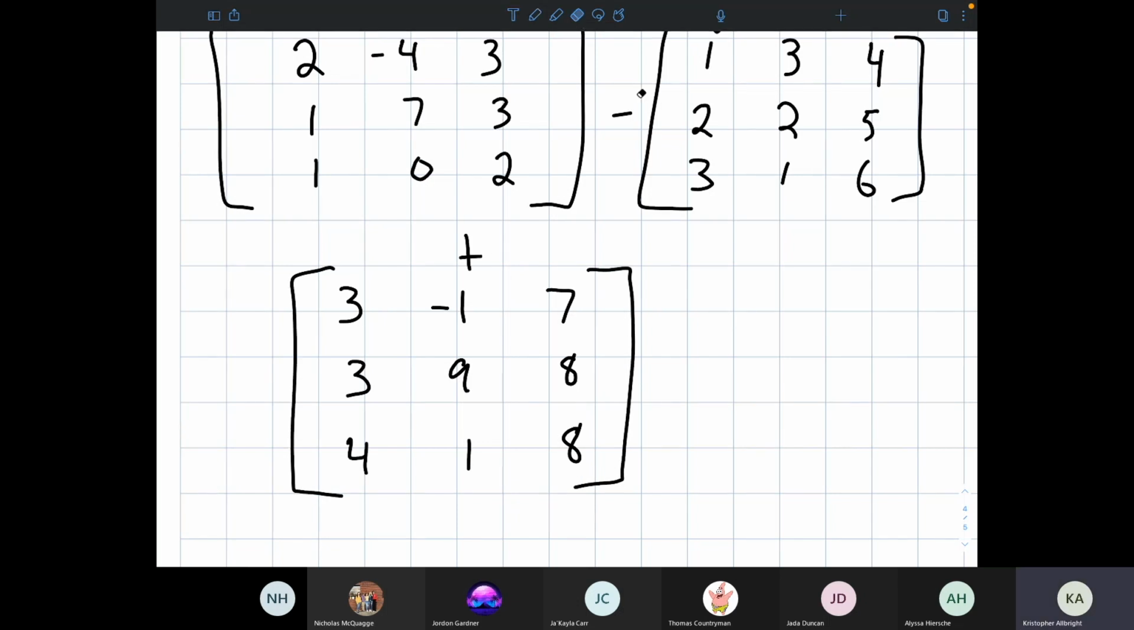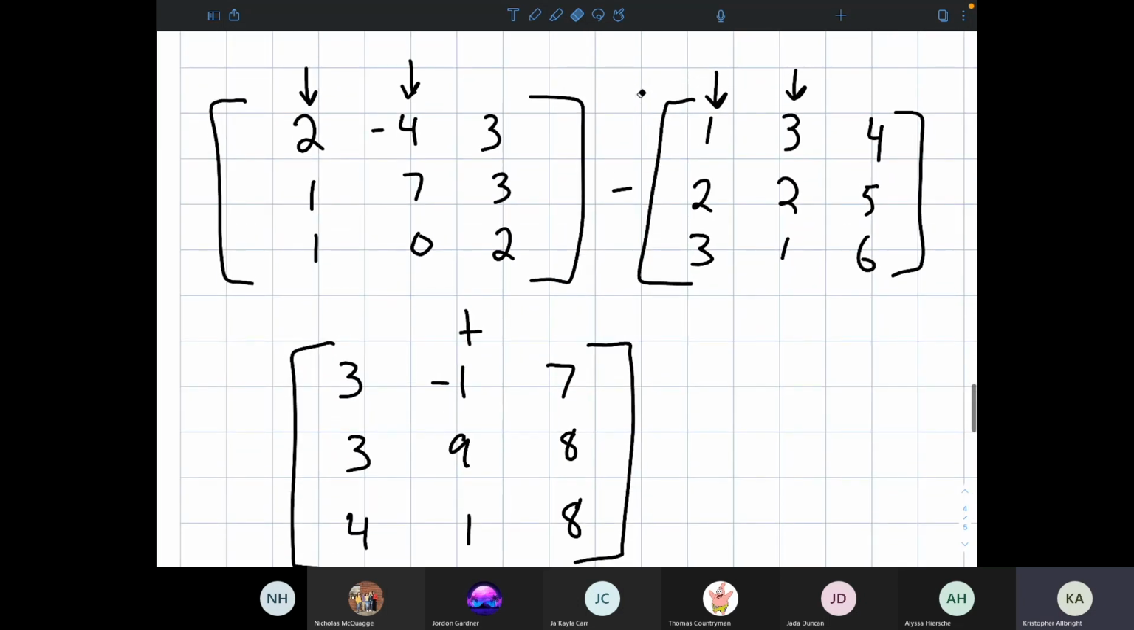Okay, so this is the addition problem. What if they were subtracted? It's the same thing, you just subtract them.